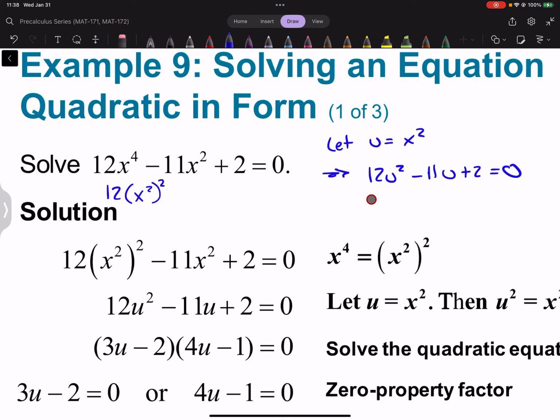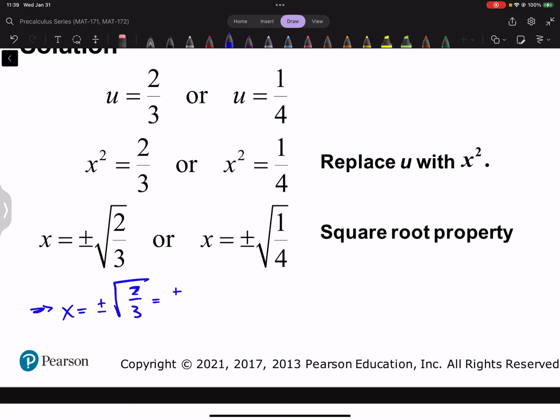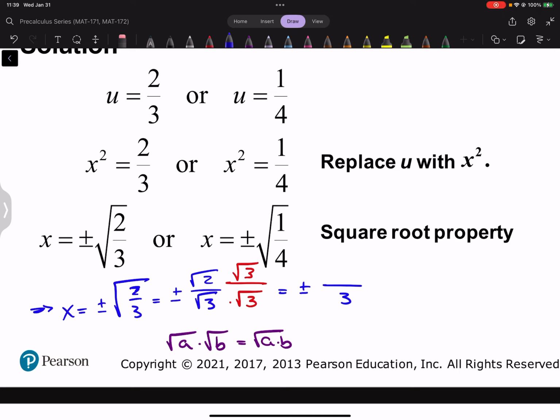So when we simplify these two things, x equals plus or minus the square root of 2/3. Keep in mind we are going to have to rationalize the denominator here. So to rationalize the denominator, I need to multiply the numerator and denominator by the square root of 3. The denominator makes it easier for us because that's just going to end up being 3. But for the numerator, we're going to have to use a property where if I have the square root of a times the square root of b, that's equal to the square root of a times b. And if you notice, I have the square root of 2 times the square root of 3. That's going to end up being the square root of 6.